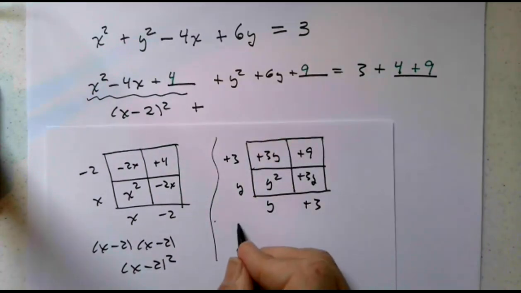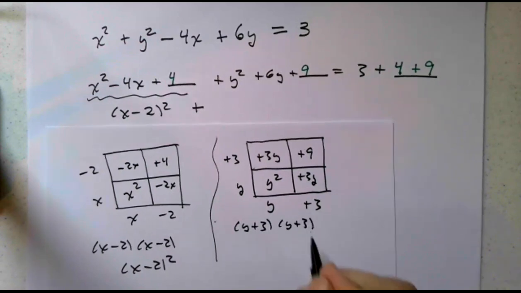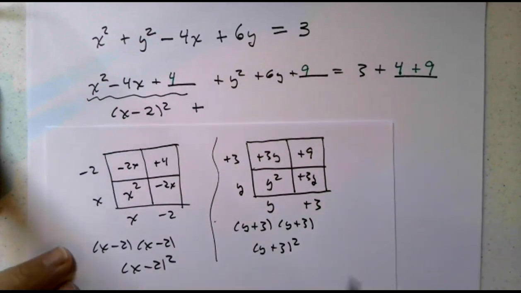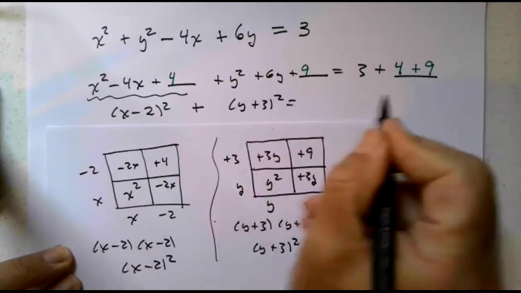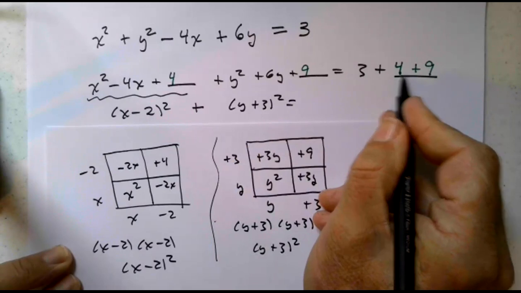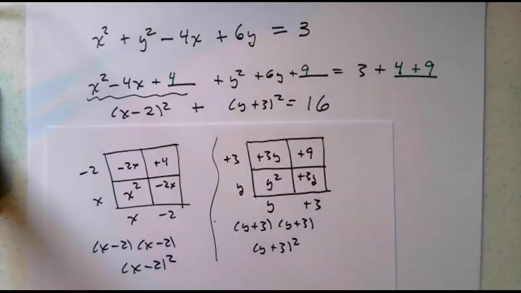So I have y plus 3 times y plus 3, which of course gives me y plus 3 quantity squared. So the second piece of this is y plus 3 squared. Equals 3 and 4 is 7, and 9 is 16. And you can see I made sure that this problem had pretty numbers.